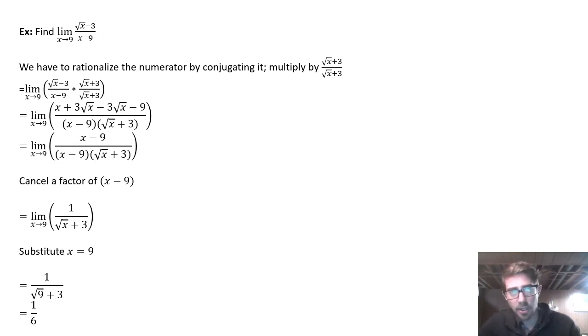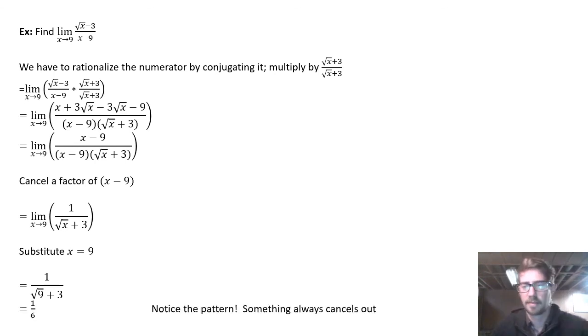Again, you could graph this and look at a table to check it. It would be hard to tell looking at the table that the number it was converging to was 1/6, because it'd be a decimal. But now that you know it's 1/6, because you did the math, that would really be the only way for you to check these. So just notice the pattern. No matter what, when we try to evaluate these limits where we have these holes, something will always cancel out. And if something doesn't cancel out, you probably made a mistake in the algebra.